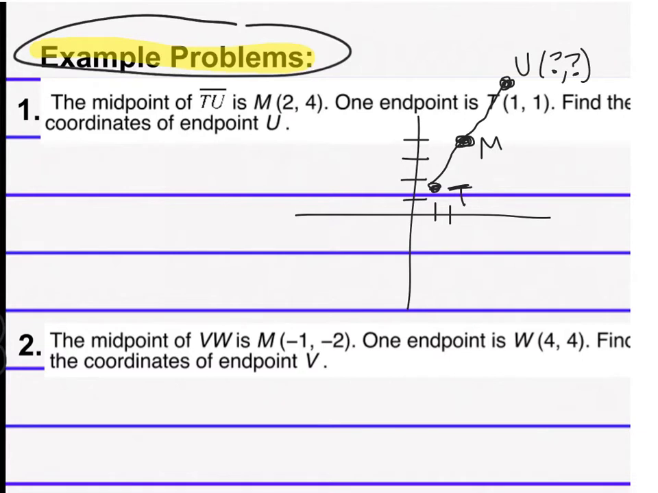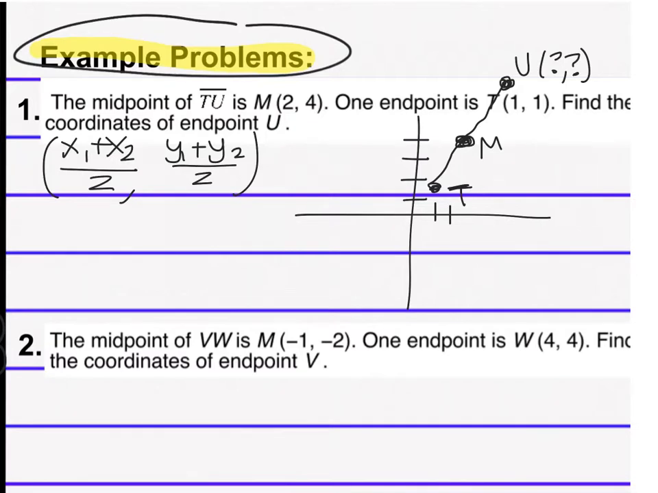All right, so let's just remind ourselves, what's our midpoint formula? X1 plus X2 divided by 2, Y1 plus Y2 divided by 2. All right, so a couple of things we need to be careful. I only know one endpoint.